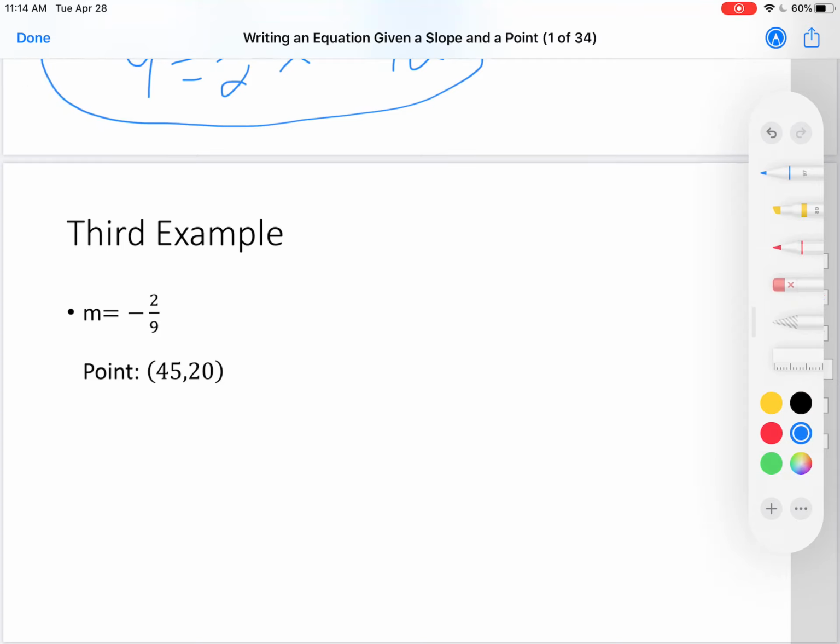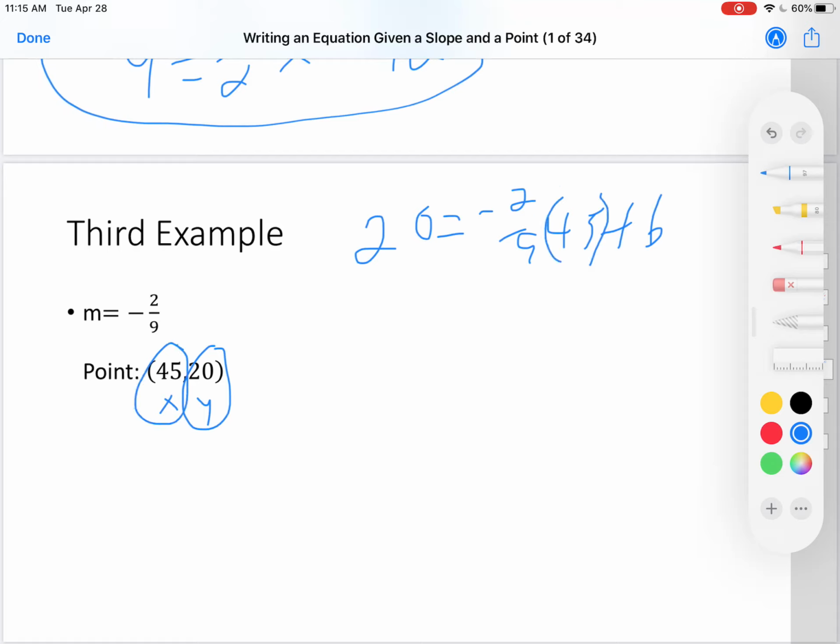In this example, the slope is negative 2/9. The point is (45, 20). This is the x, this is the y. So I will write y equals negative 2/9 x plus b. I will erase the y and replace it with 20, because y is 20. Then I'm going to take out the x and replace it with 45, in parentheses again. And why am I doing that? Well, because x is 45.